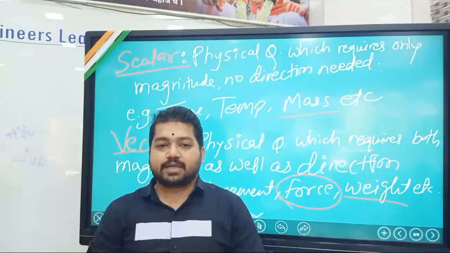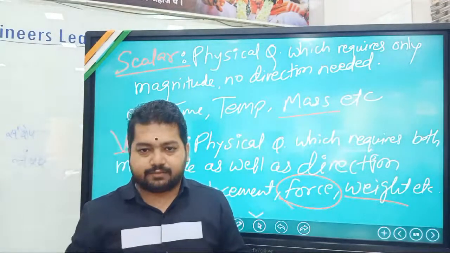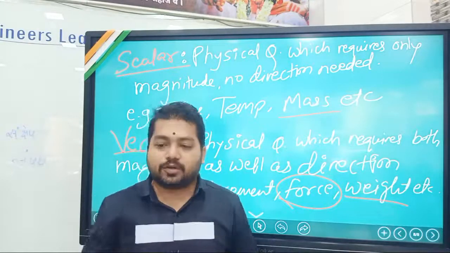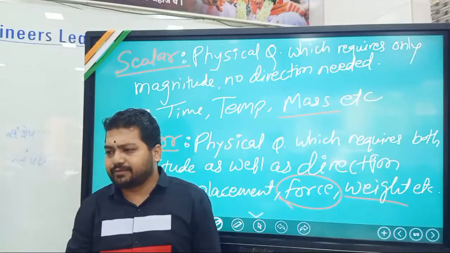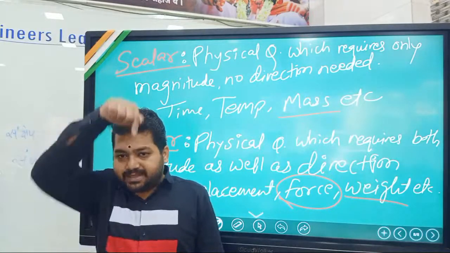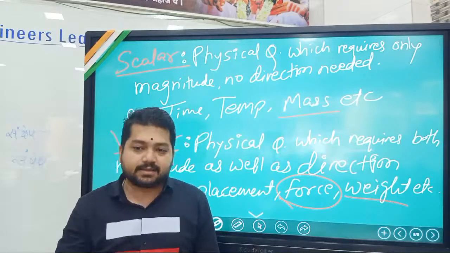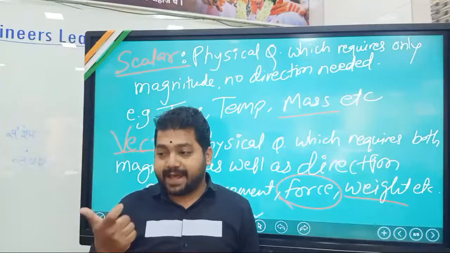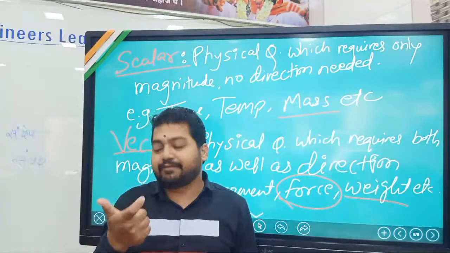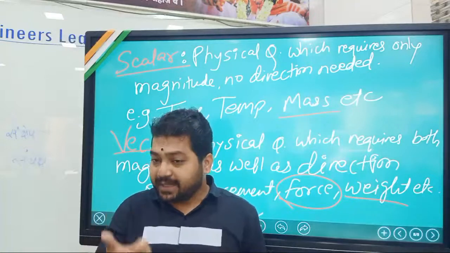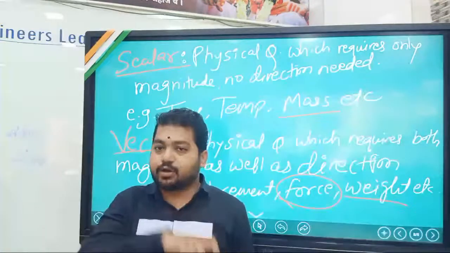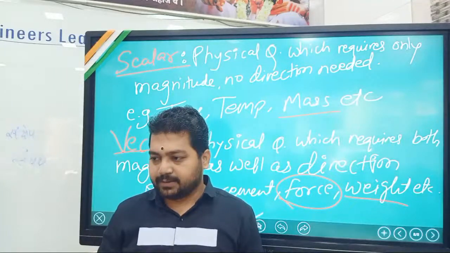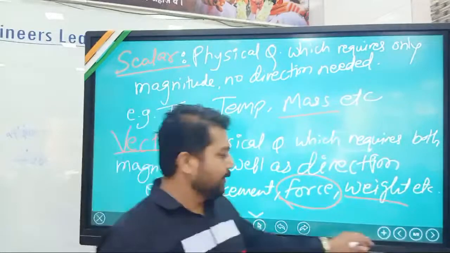Why? Because if we need to weigh ourselves, we need to give force on the weighing machine. Until and unless we give force on that weighing machine, it cannot give us a weight. So it means we are giving force towards earth gravity. Towards is the direction. That word itself represents direction. It means weight requires magnitude in kg and direction both, and that is why it is a vector. Clear? I hope you understood this part.